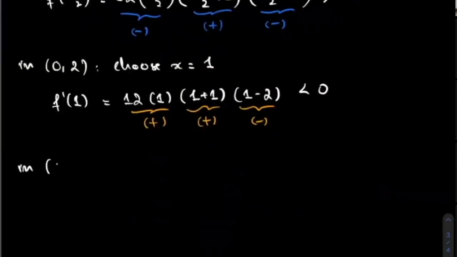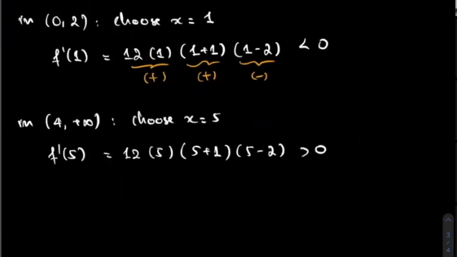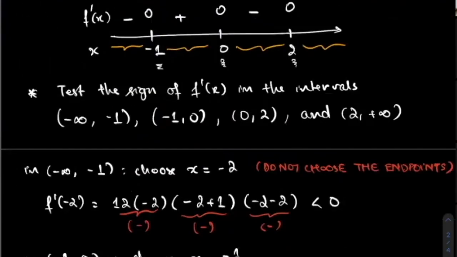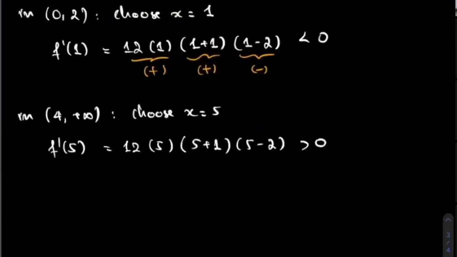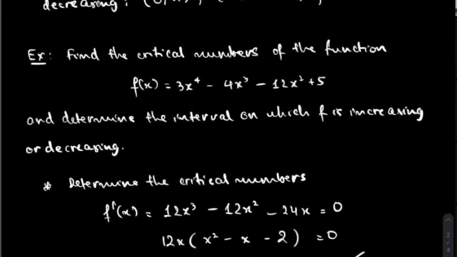And in the last interval from 4 to positive infinity, I would like to choose x to be equal to 5. So I have f prime of 5 is 12 times 5 times 5 plus 1 times 5 minus 2, and this is obviously a positive number. Now you make the conclusions, right? Because what are we looking for? We are looking for the interval on which f is increasing or decreasing, right?